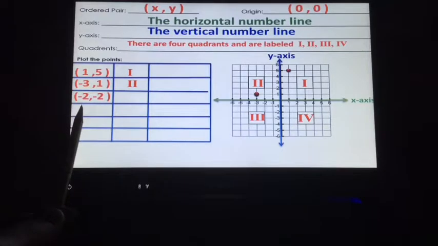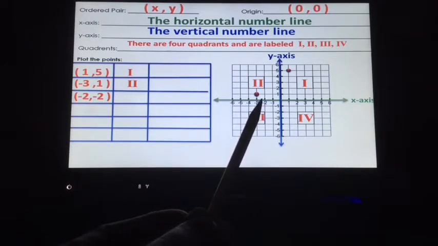The next point is -2, -2. So that one's going to tell you go to the left 2 and then go down 2.